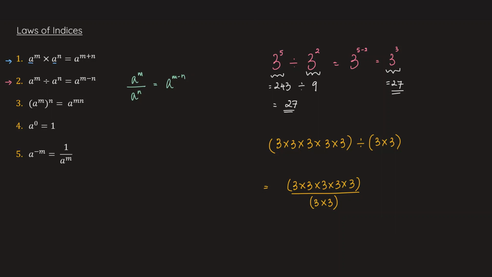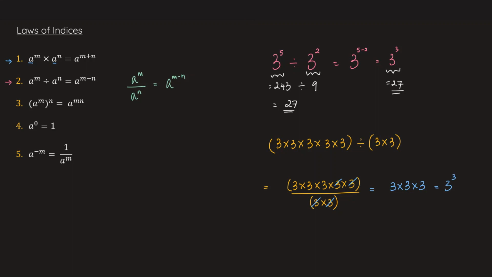Now 3 to the power 5 divided by 3 to the power 2. When you divide this, you can see that this 3 cancels out with this 3, and this 3 cancels out with this 3. Now when I say cancels out, what I mean by that is dividing. So this 3 divided by this 3 is 1, and this 3 divided by this 3 is 1. So what remains is just 3 times 3 times 3, which is 3 to the power 3.